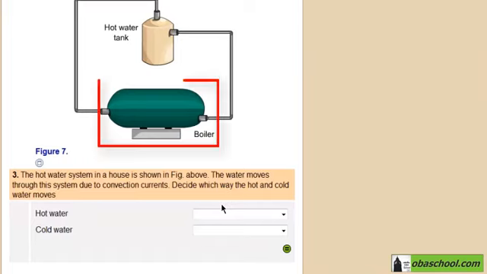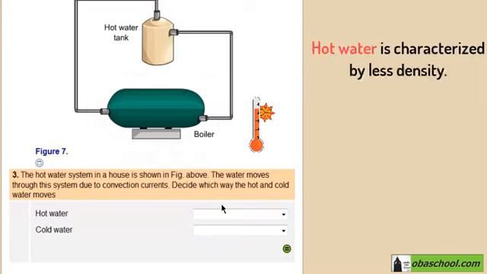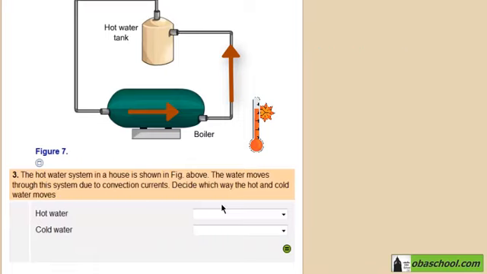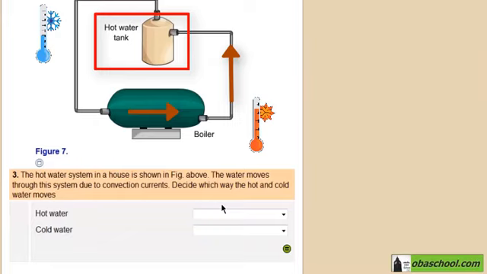Since the boiler produces hot water, and the hot water is characterized by its less density, then it will move upwards and will be accumulated in the hot water tank. And the cold water will move from the hot water tank to the boiler in order to be heated.